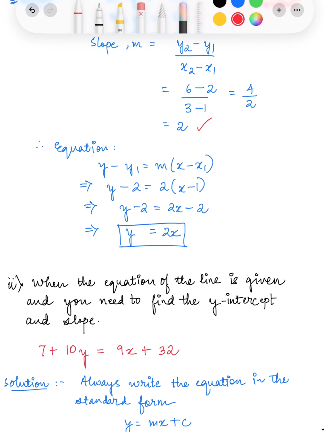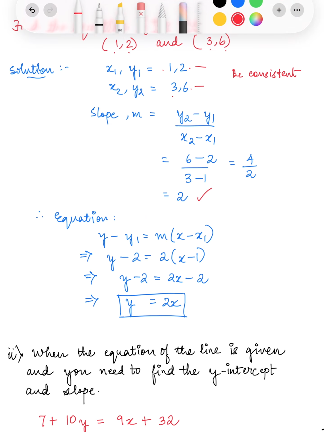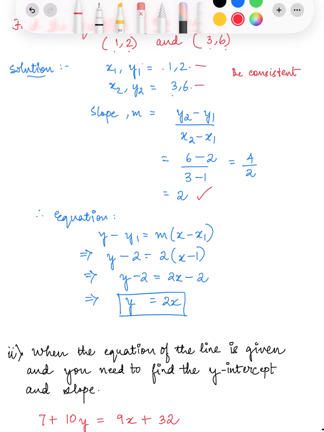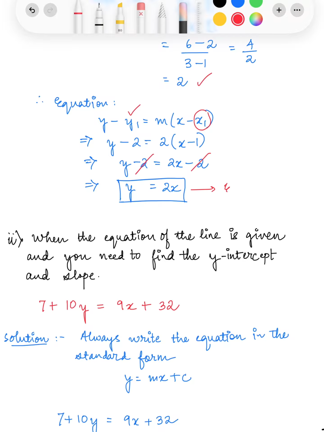It is y minus y1 equal to m into x minus x1. So as we have taken it earlier, our y1 was 2 and our x1 was 1. Okay, so y minus 2 equal to 2 into x minus 1. So solving it, we see that 2 will get cancelled from both sides. We get y equal to 2x. This is the equation of the line.